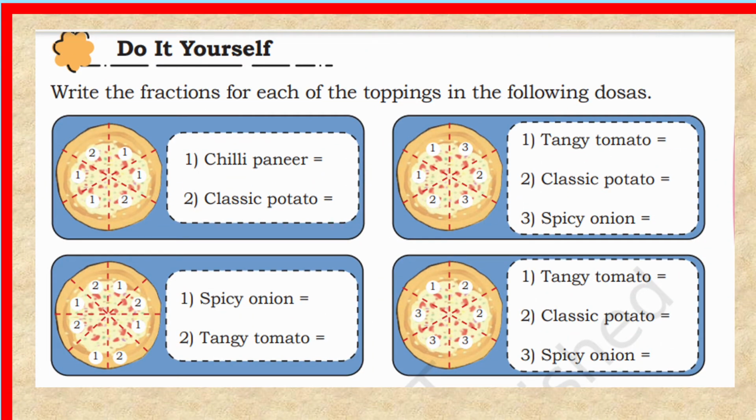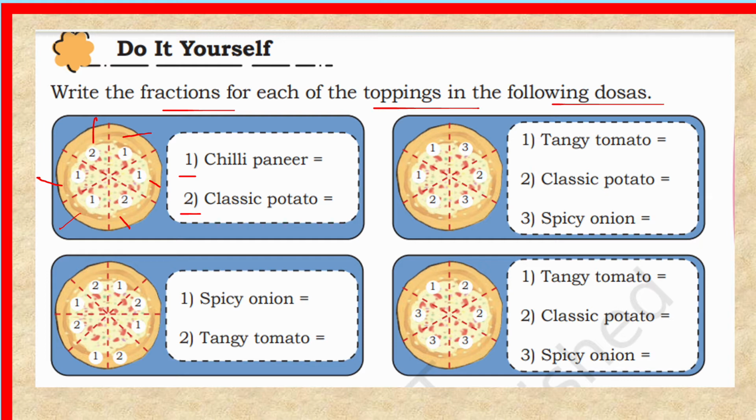Do it yourself. Write the fractions for each of the toppings in the following dosas. See first one. See, 1 is chili paneer, 2 is classic potato. This dosa is divided into how many equal parts? 1, 2, 3, 4, 5, 6. 6 equal parts. 1 represents chili paneer.